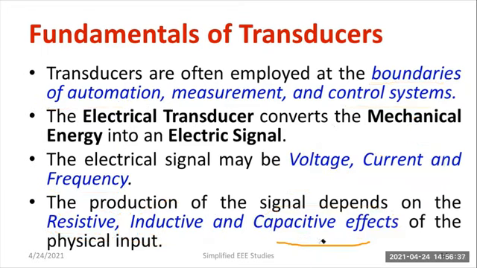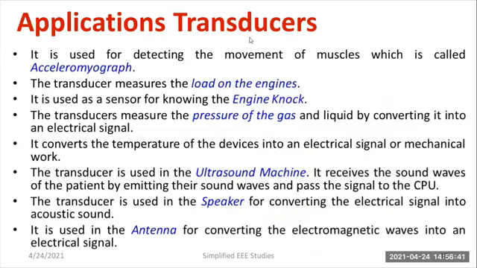Let us list out the various applications of transducers. What are the major applications? In the area of biomedical engineering, you can identify the movement of muscles by using a device called an acceleromyograph. The main component of the acceleromyograph is the transducer. We require a transducer in the case of the acceleromyograph. The movement of muscles will be converted into electrical pulses.